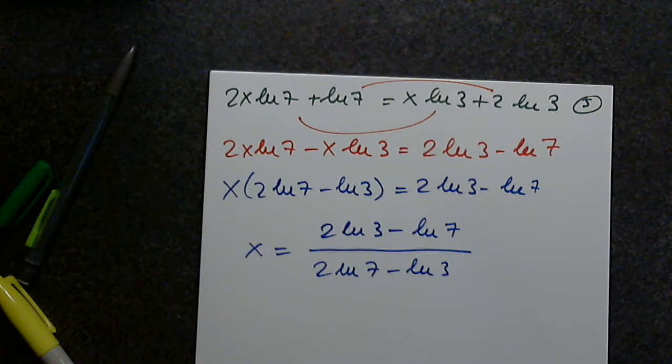Is it wrong if you put negative natural log 7 plus 2 natural log 3? No, because 2 minus 3 is negative 3 plus 2. You will get the same answer.